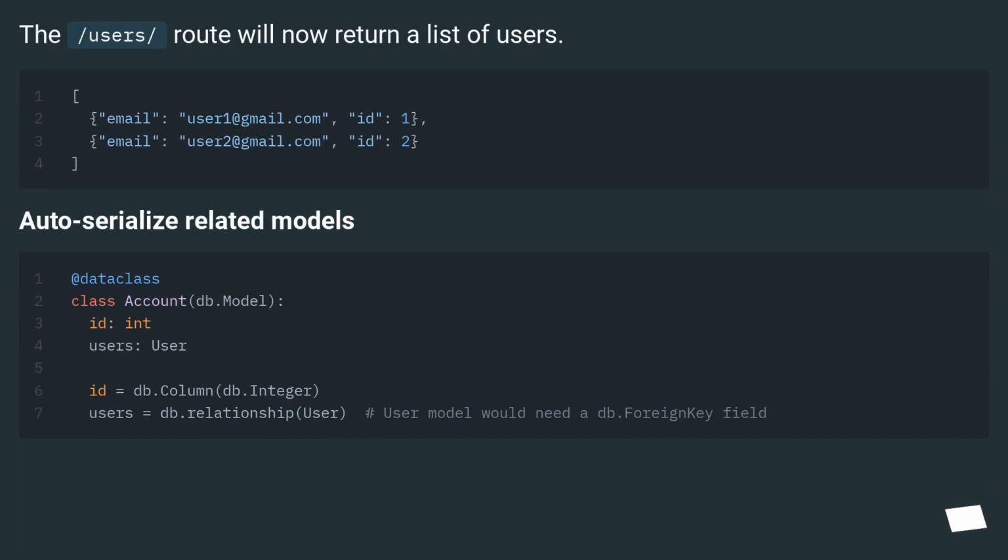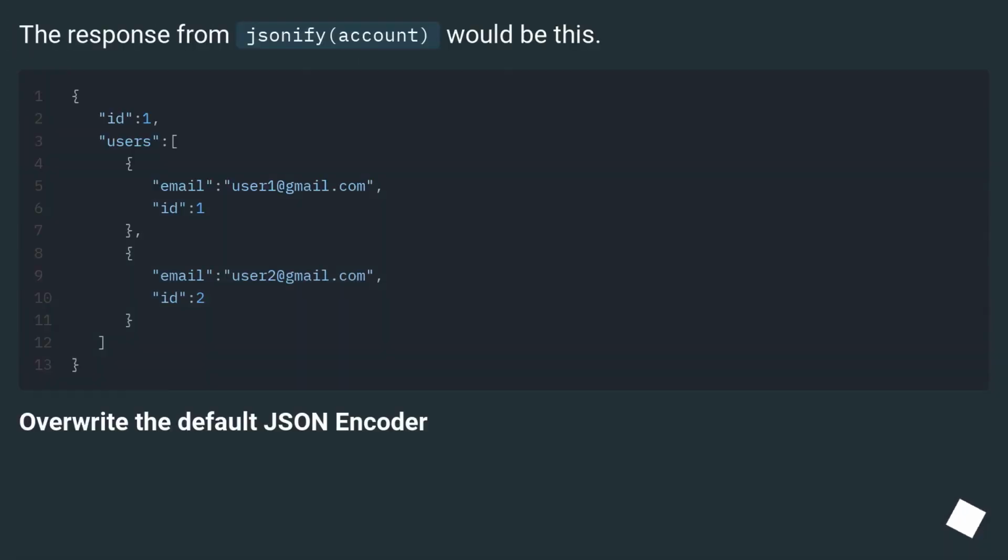The /users/ route will now return a list of users. Auto-serialize related models. The response from jsonify(account) would be this. Overwrite the default JSON encoder.